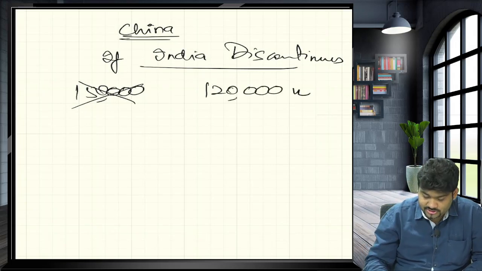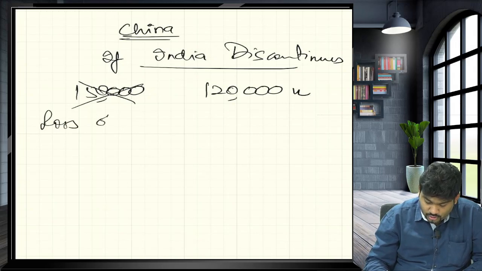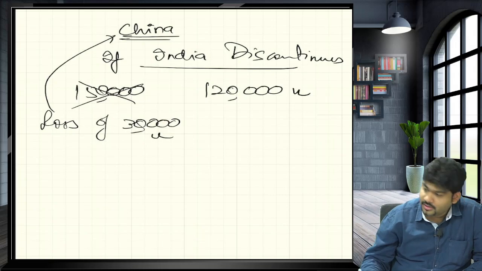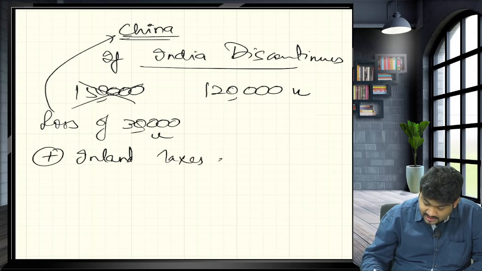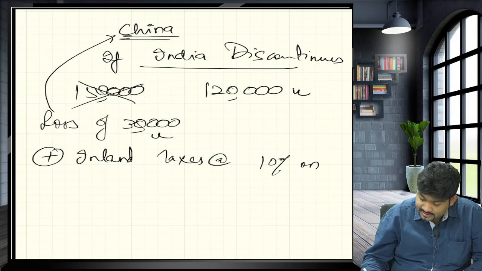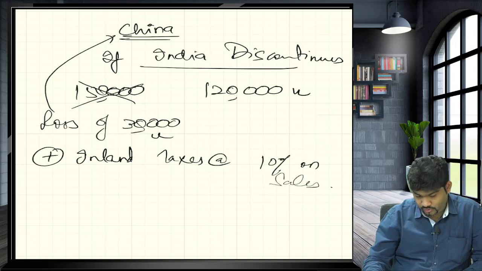So can I say there is a loss of, correct, 30,000 units to Chinese division, correct? Okay. Plus they have said that they will have to pay some inland taxes. How much at the rate? 10% on sales.